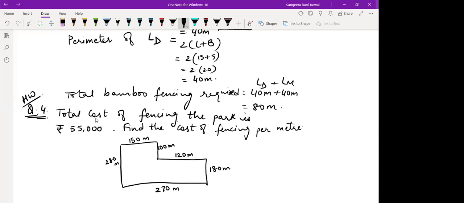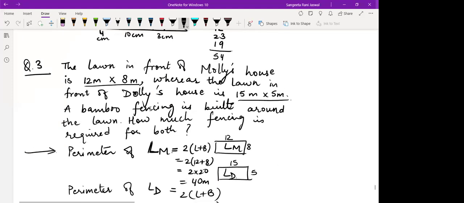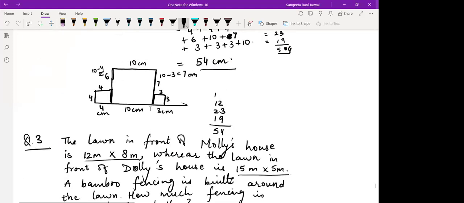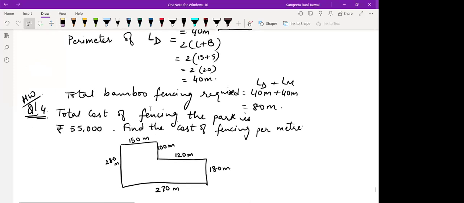Yes, ma'am. Okay, children, thank you for joining. I hope you have understood whatever questions we did today. Ma'am, can you show the diagram? Okay, this is the diagram. Done, ma'am. Okay, children, thank you.